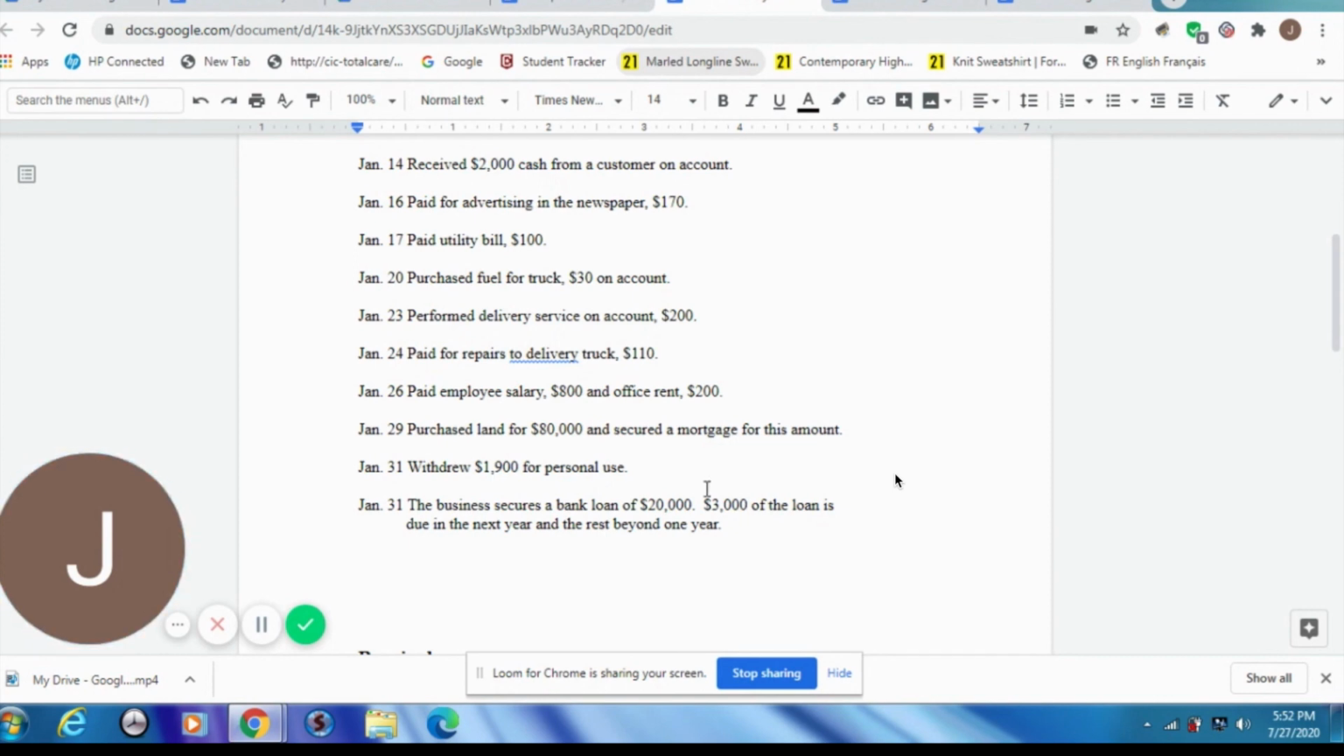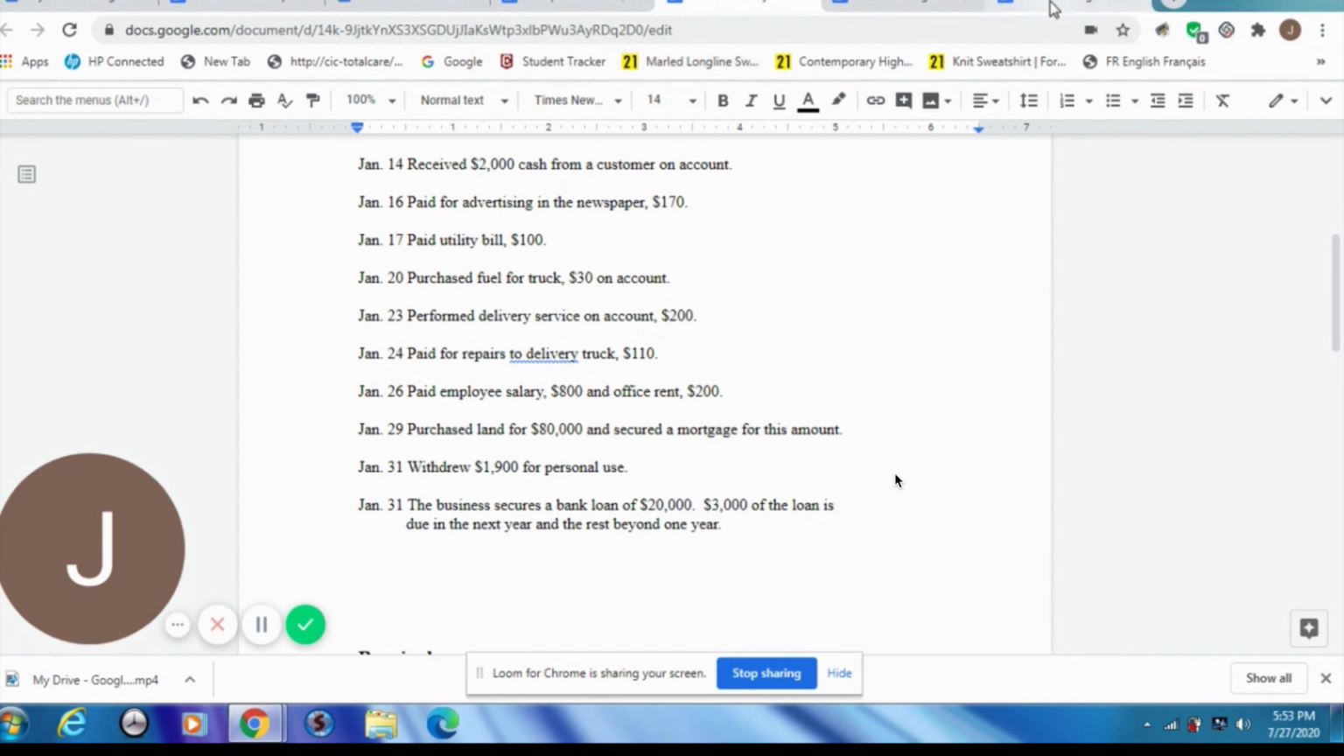Now, why would they tell us that? The reason they tell us that is for the preparation of the balance sheet. So when we do a balance sheet at the end of this year, or at the end of January here, $3,000 of the bank loan will be a current liability. The other $17,000 will be a long-term liability. So we actually have to split this total liability up between short-term and long-term, and that's when we do the balance sheet. But when we do the journal entry, we don't have to split it up at all.